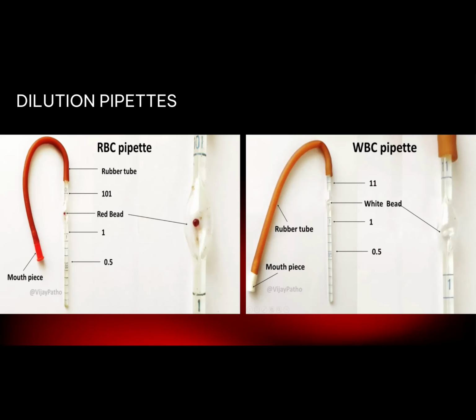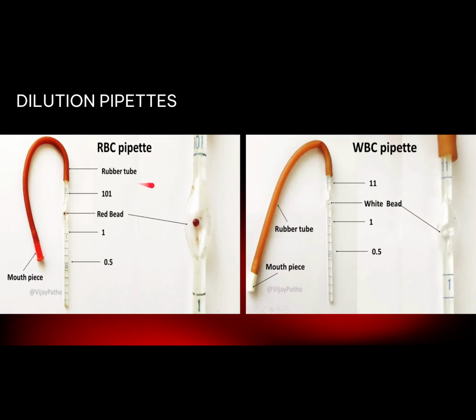Okay, now let's talk about the two different dilution pipettes. Let's compare them side by side. So here on the left side, we have the RBC pipette, and on the right side, we have the WBC pipette. Take note that if we are going to perform an RBC count, we are going to use an RBC pipette, and vice versa.